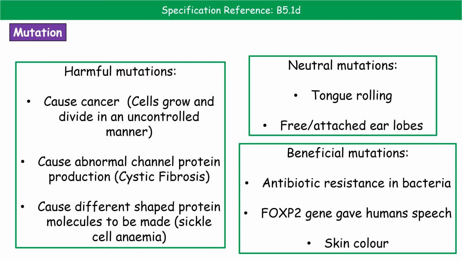Beneficial mutations for bacteria: antibiotic resistance, which we'll look at more in Unit 6, that is beneficial to them, not so much for us. Skin colour can be very beneficial, because if we consider the fact that people with much darker skin colours are less likely to get skin cancer, quite a benefit there. And the FOXP2 gene, which actually gave us speech in the first place.